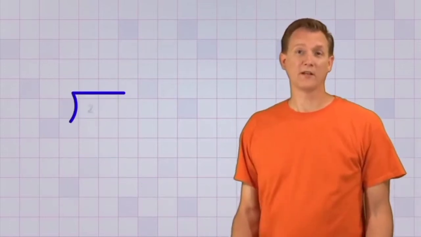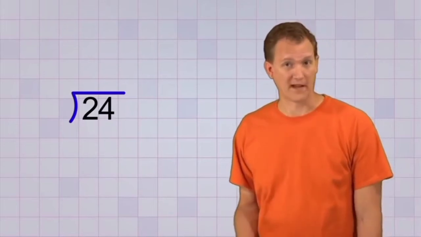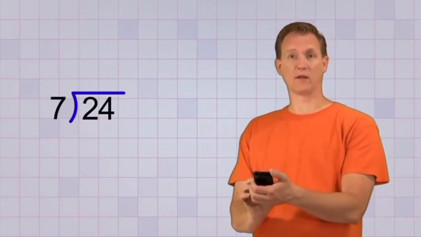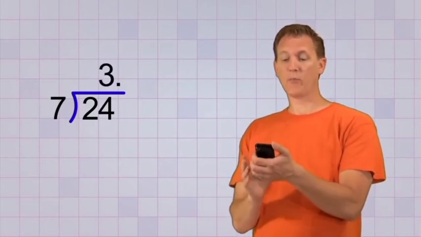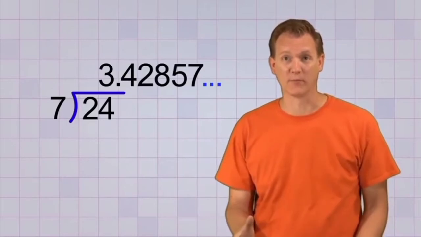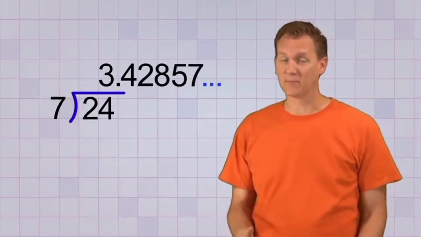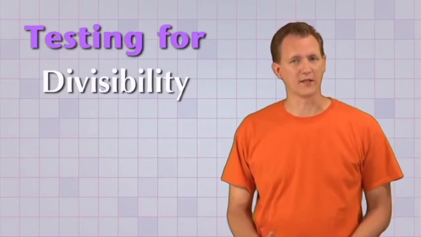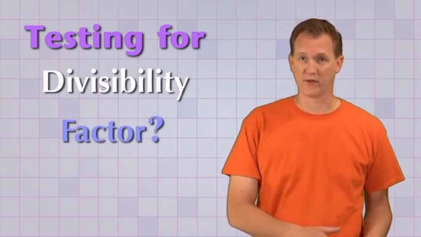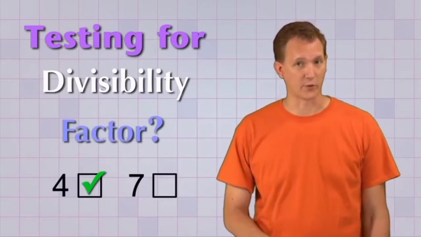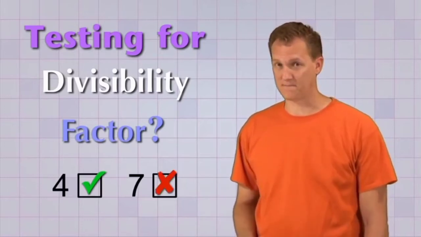But what if we try to divide 24 by a number that isn't one of our factors, like the number 7? If we try 24 divided by 7 on a calculator, we get 3.42857 and so on, a long decimal number. That didn't divide in evenly because there's a big remainder. What we just did is called testing for divisibility. Testing for divisibility is a way to find out if a number is a factor of another number. With the test we just did, we confirmed that 4 is a factor of 24, but 7 is not.